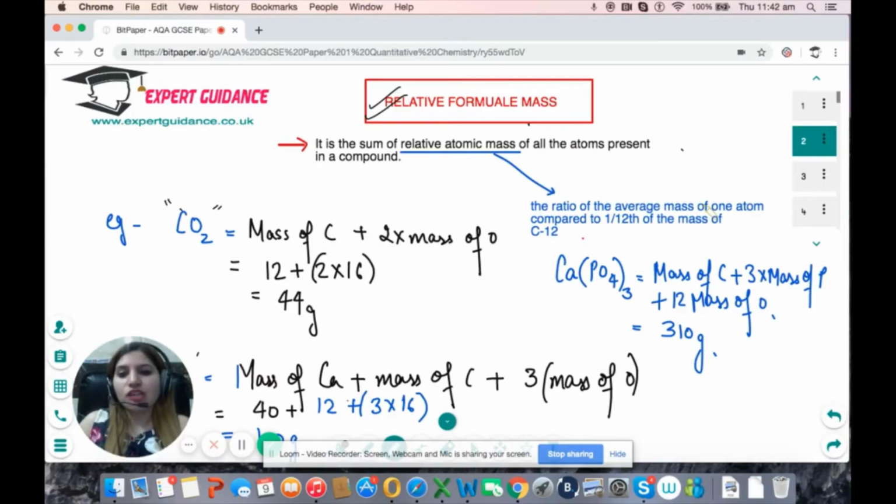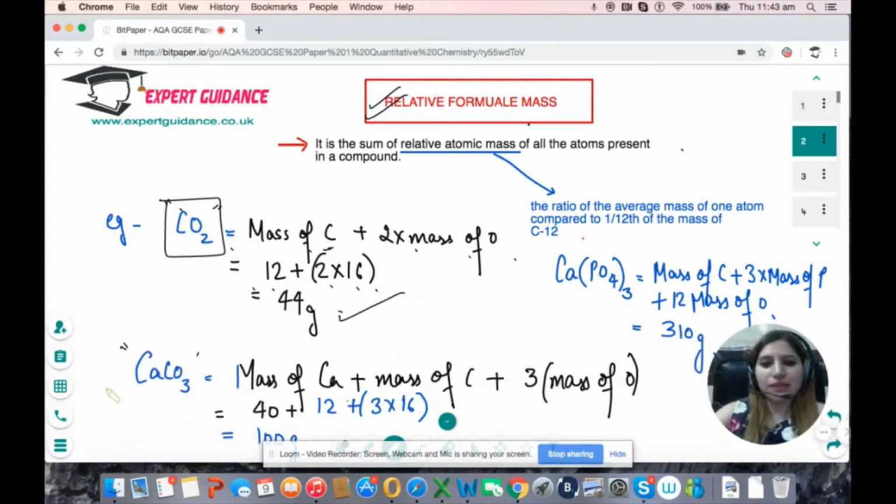Okay, so let's see how you find the formula mass. For example, if you need to find the mass of carbon dioxide, formula mass is the sum of the mass of all the atoms in a compound. So how many atoms are there in carbon dioxide? It's mass of carbon plus 2 times the mass of oxygen. So there's double oxygen. You look at the periodic table: the atomic mass of carbon is 12, oxygen is 16. So 16 times 2 is 32, plus 12 is 44 grams.